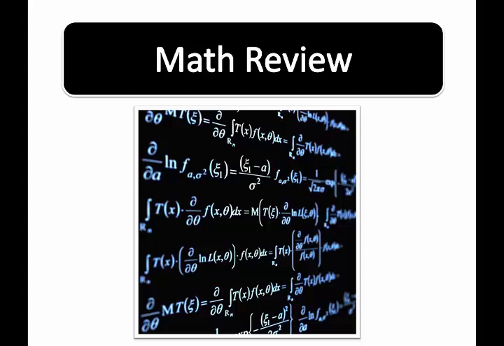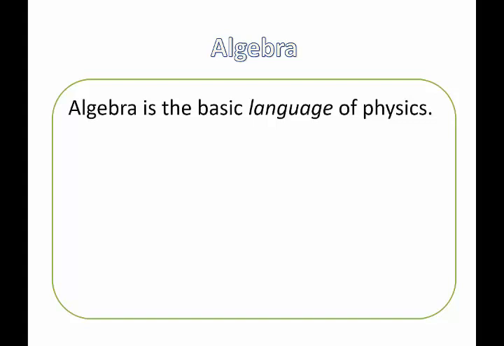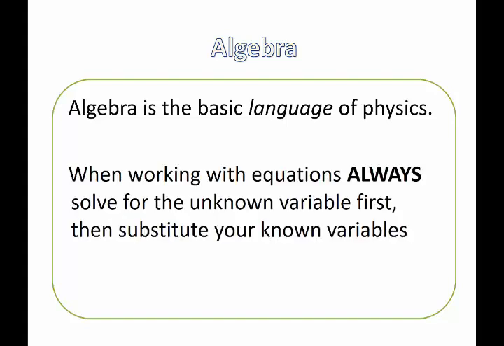So let's look at some math that we're going to look at consistently throughout this course. And one of the big pieces we're going to use a lot in physics is algebra. Algebra is really the basic language of physics, and we're going to use a lot of algebra and really build on your algebra skills. The important thing about solving a problem using algebra in physics is that when we are working with an equation, we are always going to solve for the unknown variable first using our rules for algebra, and then if we have numbers, substitute those known variables in.